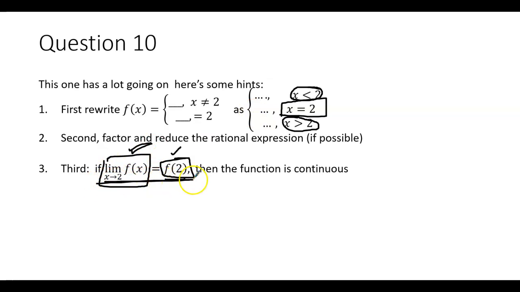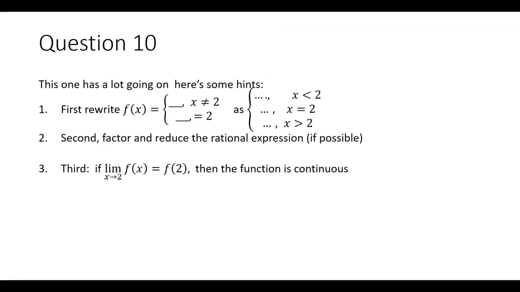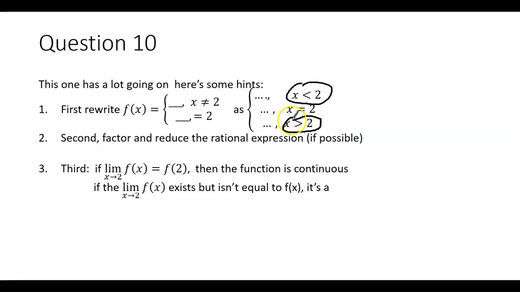So if the limit exists and the function exists and they are the same, then we could say that that function is continuous. Next, if the limit exists, in other words, this piece matched this piece, but it's not equal to the middle piece here, then the function is no longer continuous. In that case, when you have a function where the limit exists, but it's not continuous, we call that a removable discontinuity. Anytime the limit exists, but it's not continuous, that's a removable discontinuity.